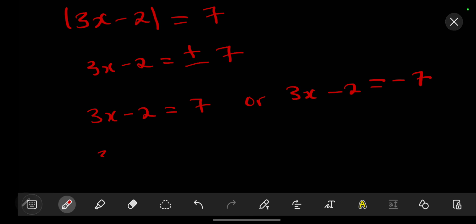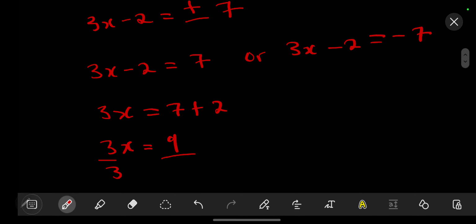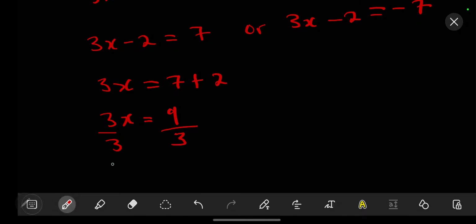So this should be equal to 3x. You take the -2 to the other side, it will be 7 plus 2, which will give you 3x equal to 9. Then you divide over 3 over 3. Your x value will be equal to 3.